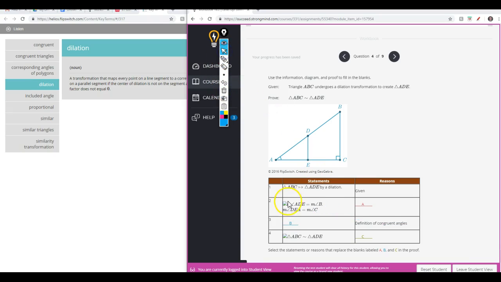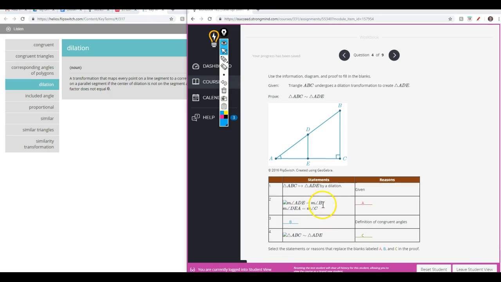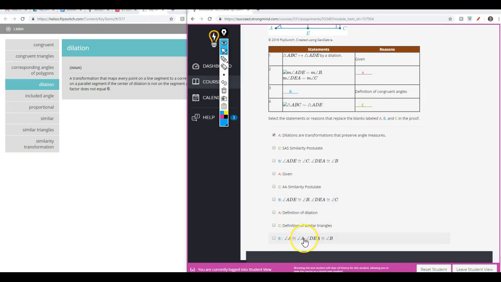So let's look for angle ADE is congruent to angle B. Angle ADE is congruent to angle B, and angle DEA is congruent to angle C. That picks up pretty much these exact angles and just puts them with a congruent symbol, which is what the definition of congruent angles is.